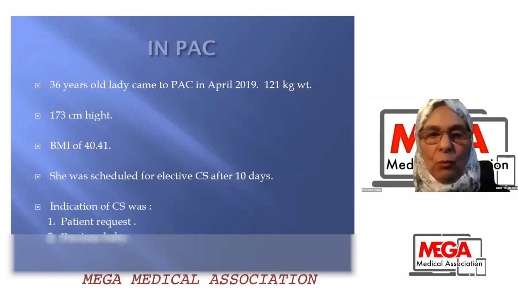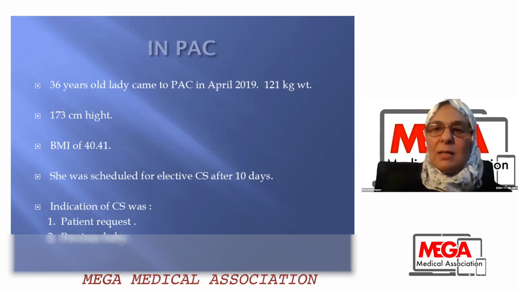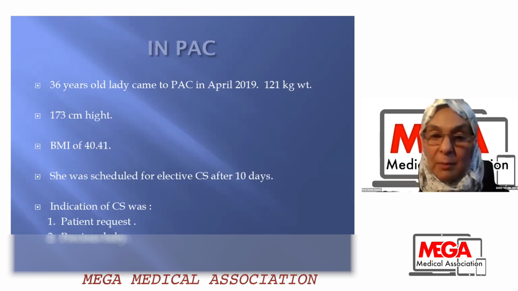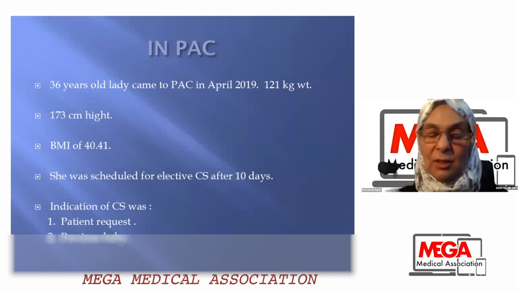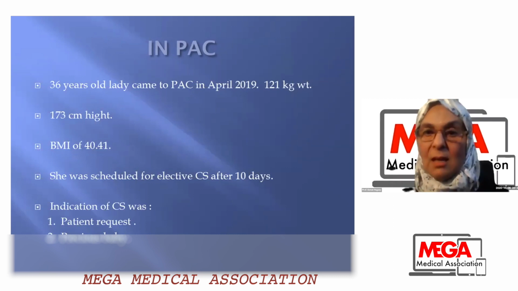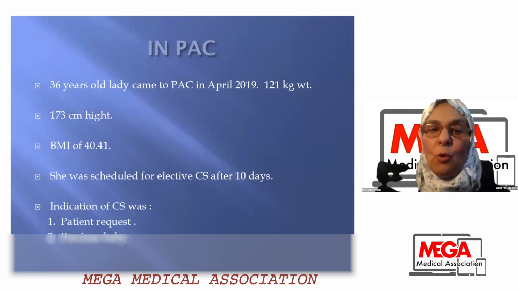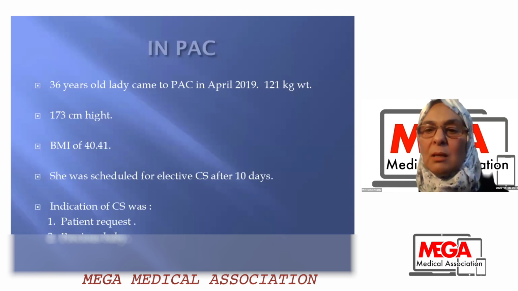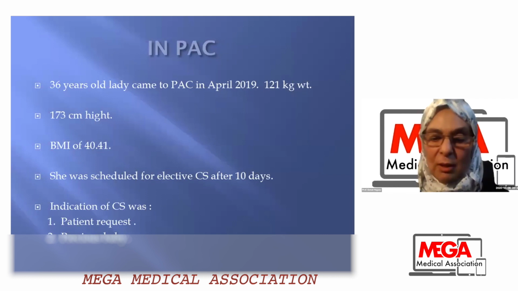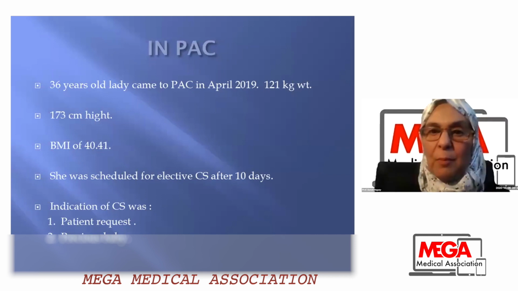Someone will ask me why she was scheduled for a cesarean section, why not try normal labor? Actually, this indication came from both the patient and her obstetrician. From the patient, it was a patient request, and from the obstetrician, because she decided that this is a precious baby. She was primigravida, and with all the medical history that we are going to discuss, she identified this baby as a precious baby and wanted to schedule her for an elective easy cesarean section.